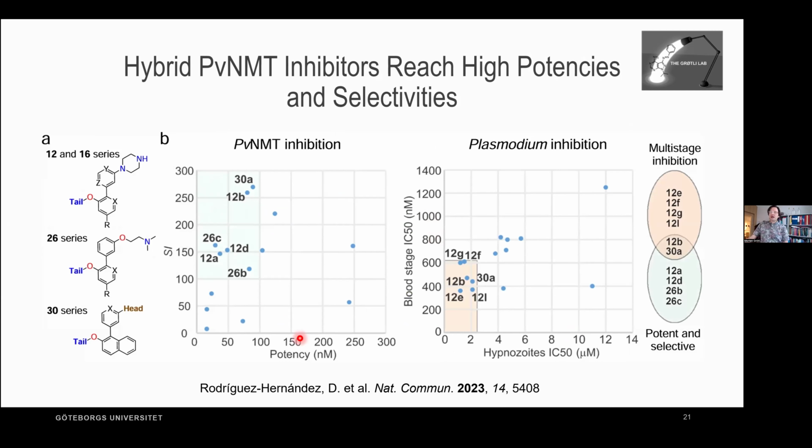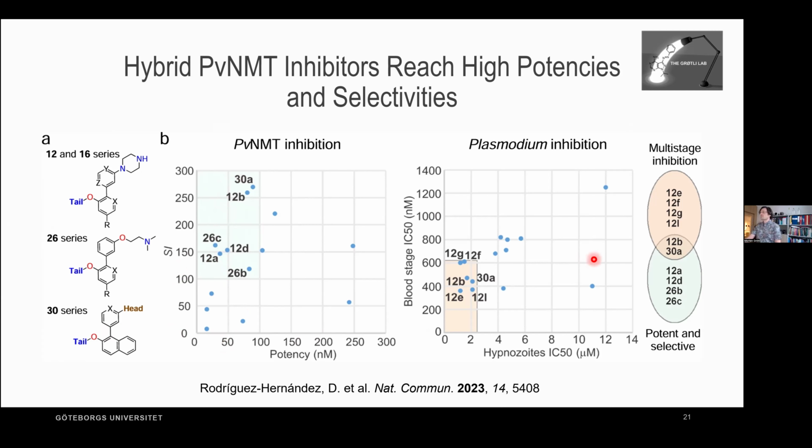If we then look at how we can summarize this, in the panel over here you see some of the compounds, the types of compounds: the 12 and 16 series, the 26 series, and the 30 series. I try to illustrate the different types of compounds. And if you go to the B panel now, on the x-axis you have the potency in nanomolar, and on the y-axis you have the selectivity index. And you see that we have quite a few compounds that have a potency or an IC50 in the ballpark of 50 nanomolar plus or minus, and they have a selectivity index from the one that's outlined here, above 100, up to 260, which was the best one.